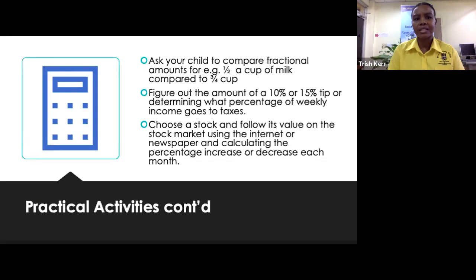You can also ask your child to compare fractional amounts when you're cooking and so forth. Figure out the amount for tip. So 10% of $500 will be how much? 15% of $1,000 will be how much? Those are simple things.